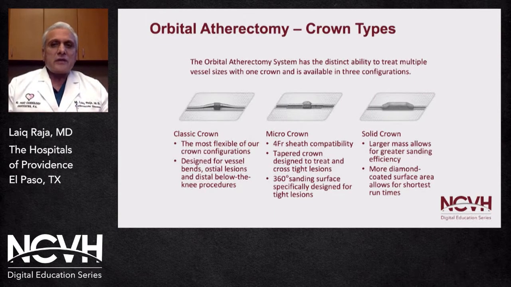Now, micro crown is very popular for tibial vessels, and since it's compatible with a 4 French sheath, it can be used retrogradely from the tibial vessels. Solid crown has much more mass in it, so it's very effective in debulking of bigger vessels. So for a larger vessel, this device is used.